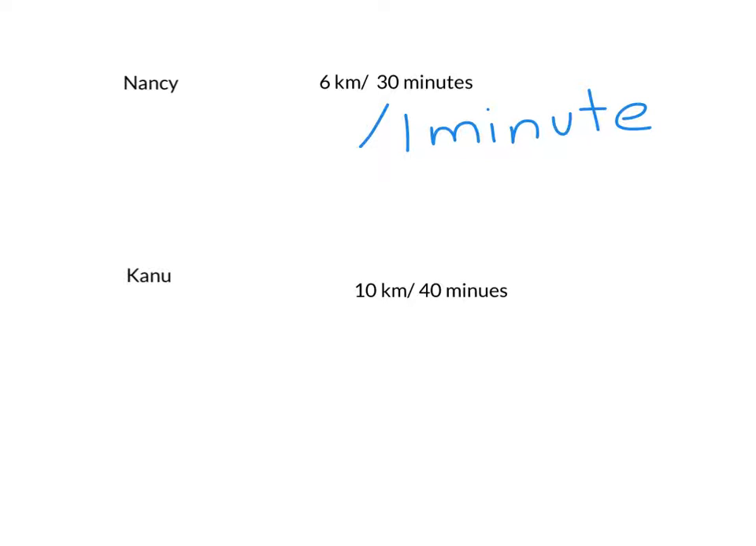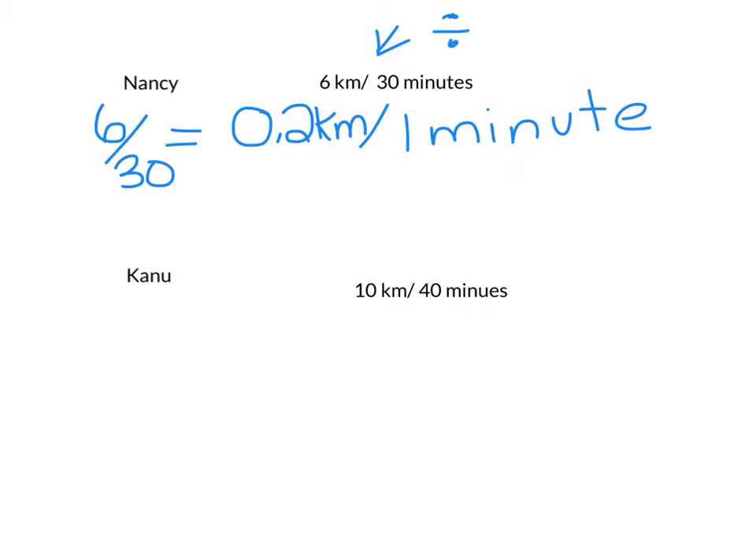So this little slash here means divide. So all I have to do is take my calculator and take 6 divided by 30, and I get 0.2 kilometers per minute. Now I'll put that on here. This was 6 divided by 30 equals.